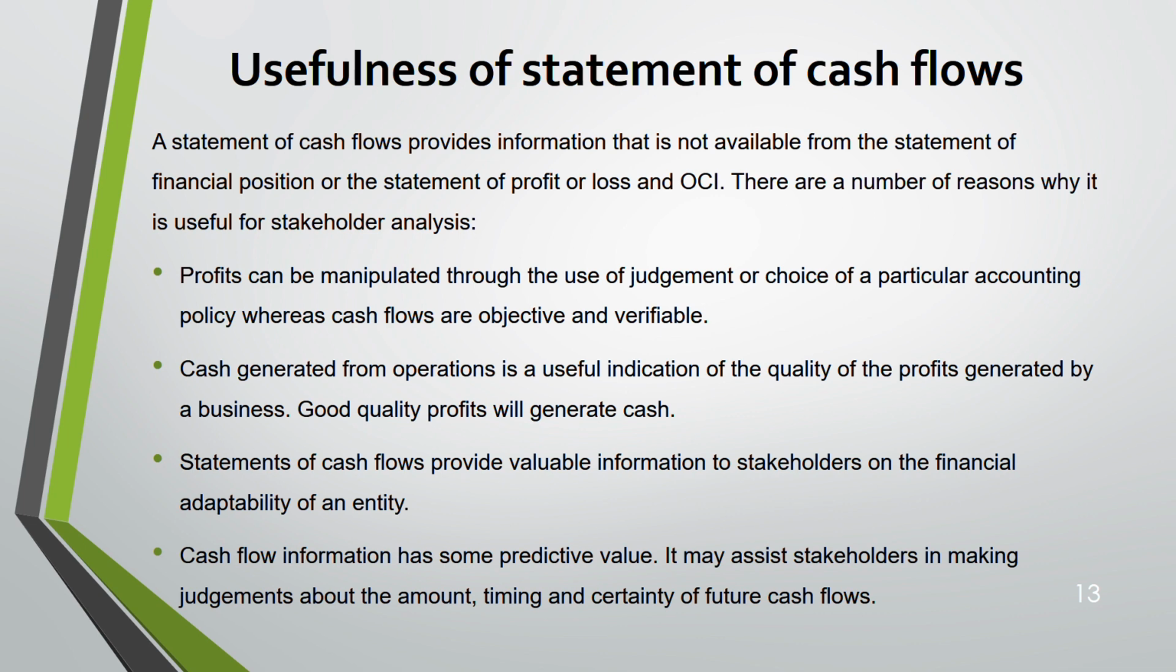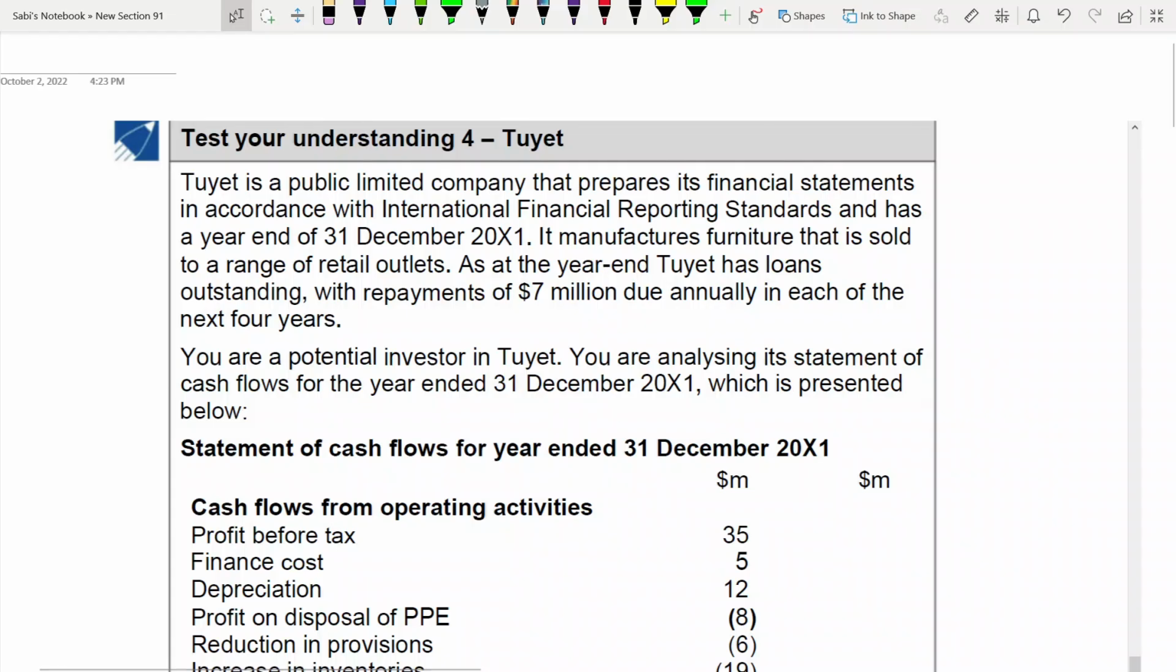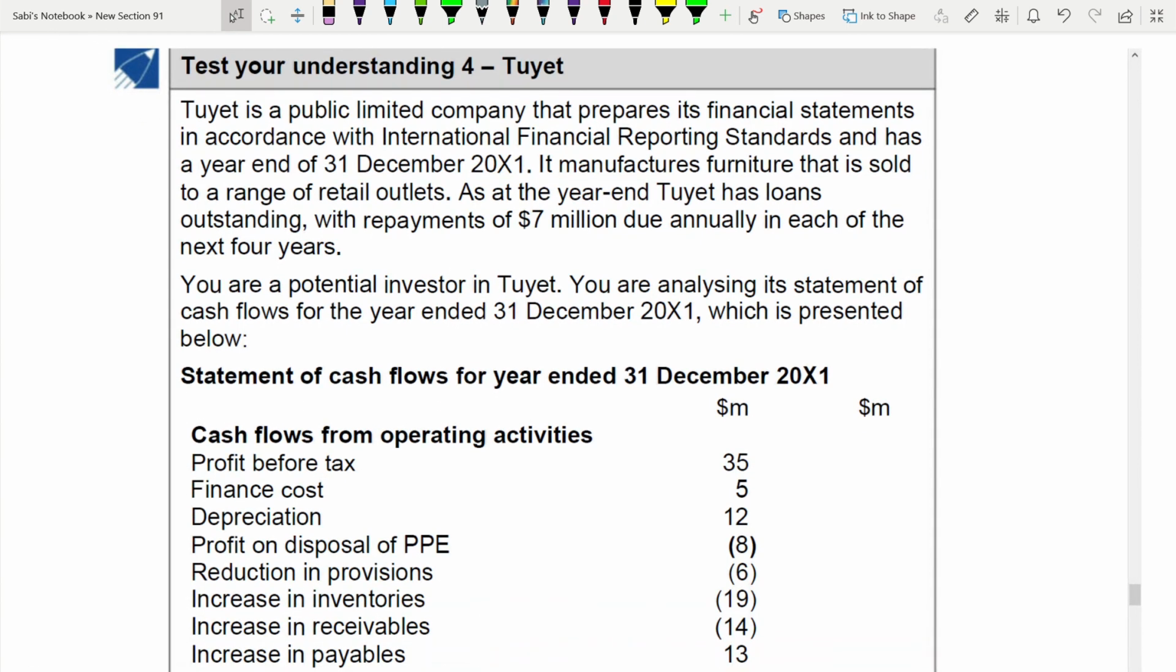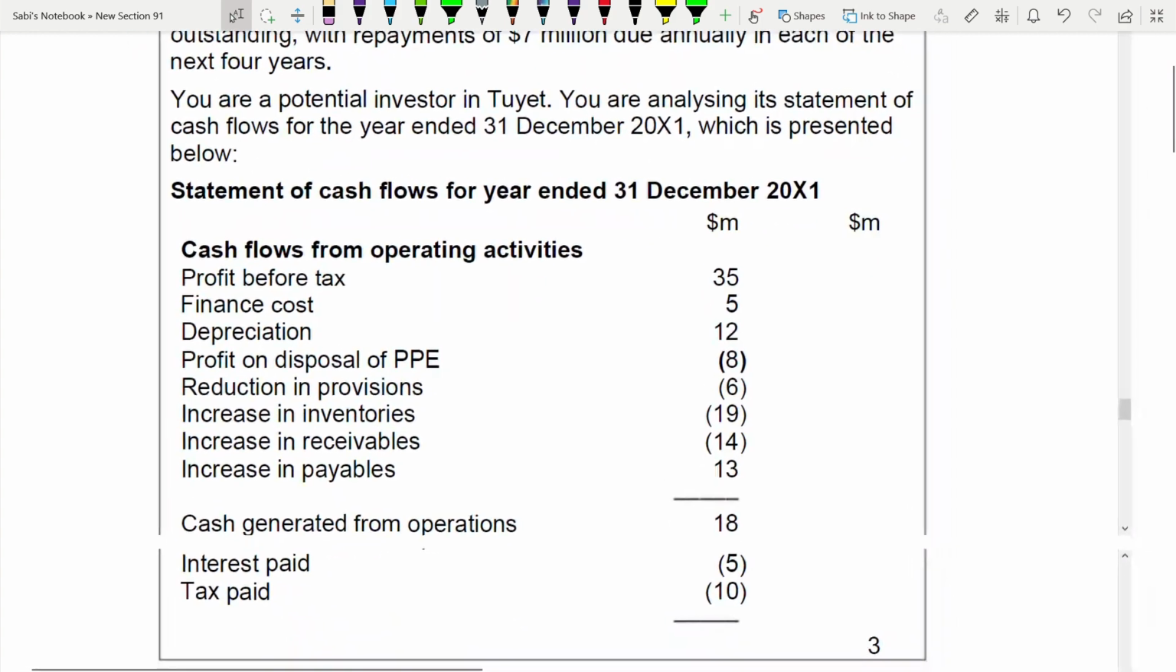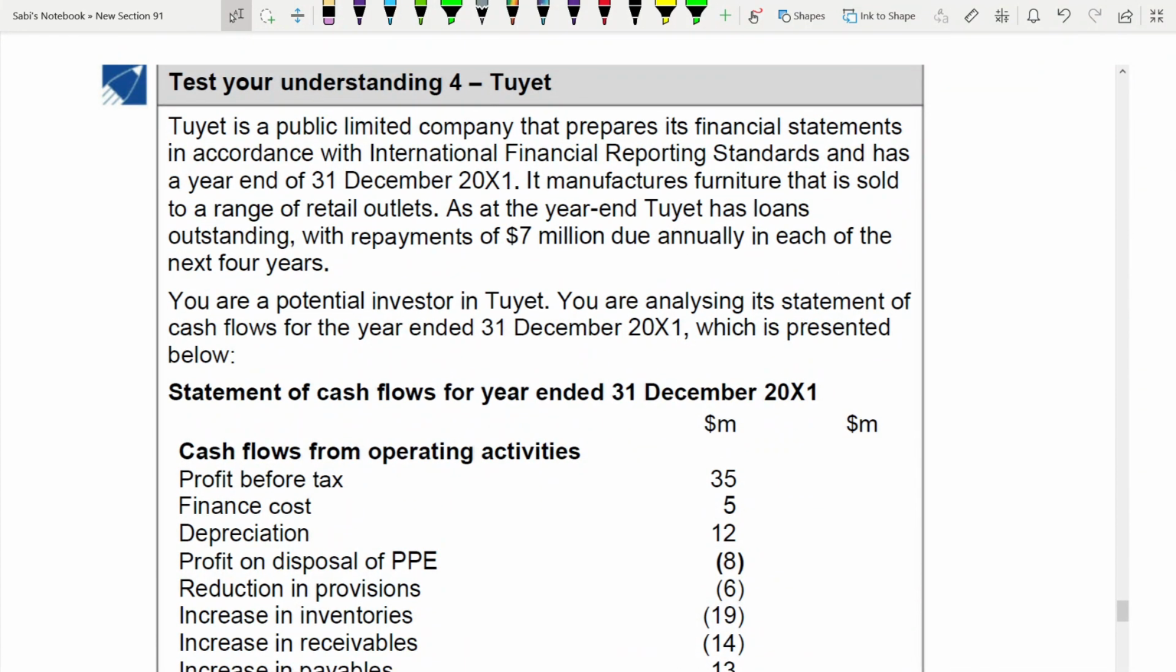Let's do a question on usefulness of the statement of cash flow. Test your understanding 4. You have been given the statement of cash flow. You have to analyze this now. See, most of these cash flow statements we have covered with standard IAS 7. In case you forgot, you need to go back to my IAS 7 lecture and recall it. Refresh it and come back. But if you remember, let's go ahead with the analysis. You should be able to know how to analyze as well as calculate. The calculation part, I've done it in IAS 7. I'm not repeating it. See, the amount is already given to you. Now you have to analyze this company.